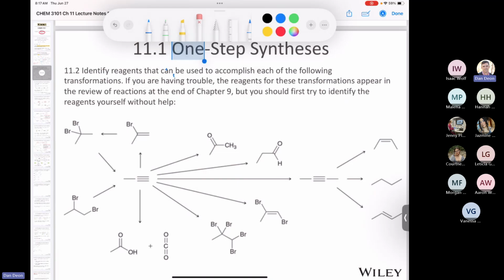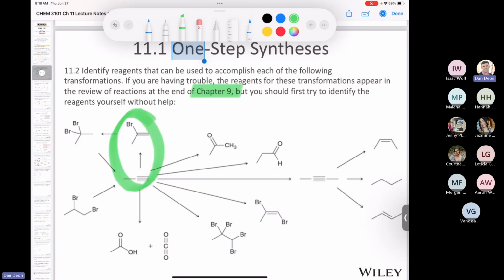Okay, so this question says, identify the reagents that can be used to do each of the following transformations. If you're having trouble, the reagents can be found in Chapter 9. So Chapter 9 was the alkynes chapter. And so you should try to identify the reagents yourself without help. Okay, it's a very good thing to study without peeking at the solutions manual or the textbook or something. You want to be able to do it without any assistance. All right, so let's start here.